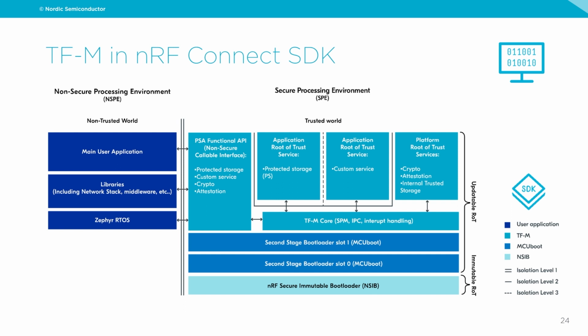And then finally, there's a third level of isolation. That one isolates the application root of trust services, not only from other parts of the secure processing environment, but also from other application root of trust services. And that really, in practice, what it means is that each secure partition is sandboxed, and it's only permitted to access its own resources.